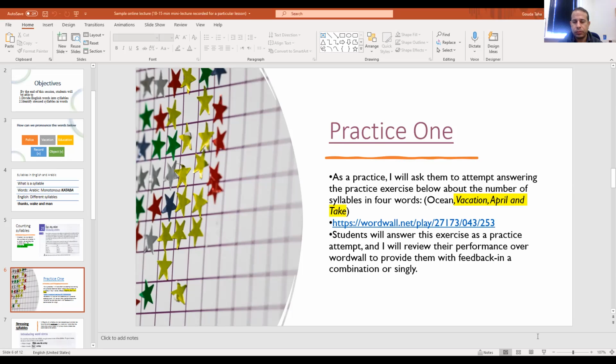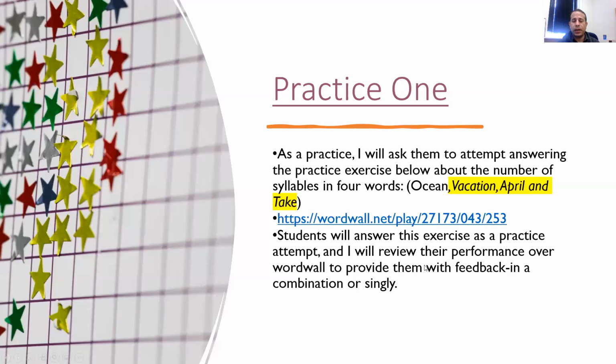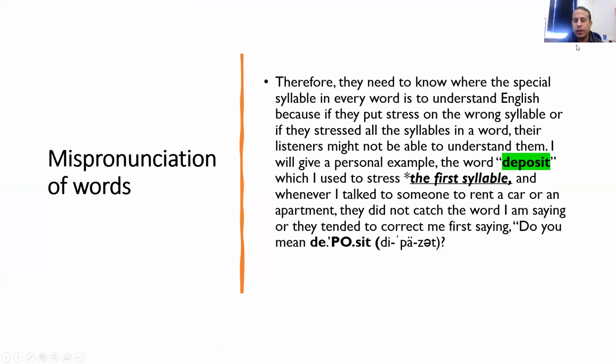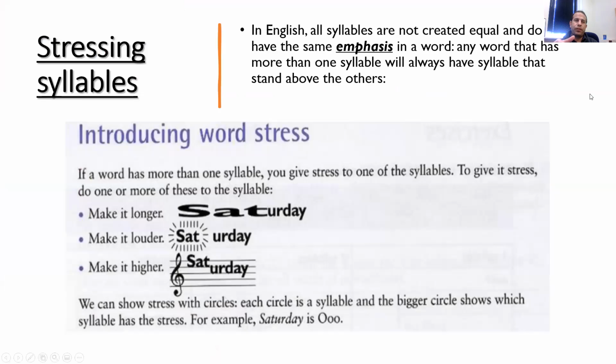So this is how we can count the syllables in a word. Let's go to another important feature of English, which is the treatment of syllables in English. Whenever we have a word that includes more than 1 syllable, keep this in mind. It's just 1 simple rule. One of the syllables in the word must be emphasized.